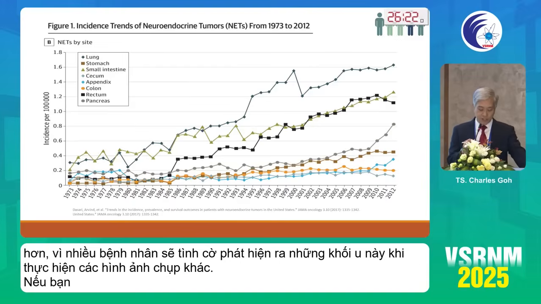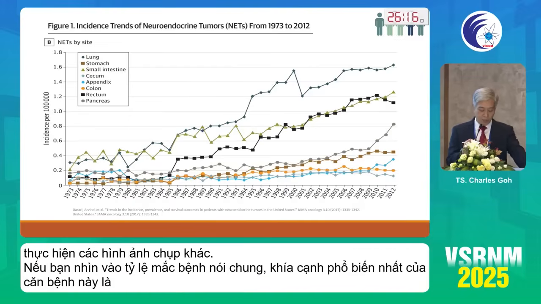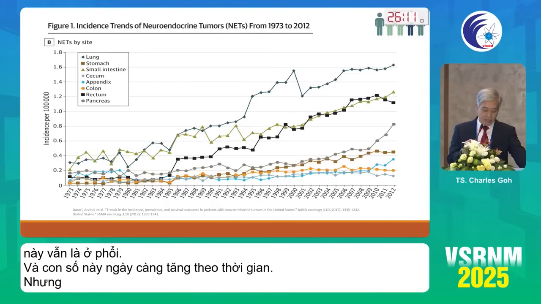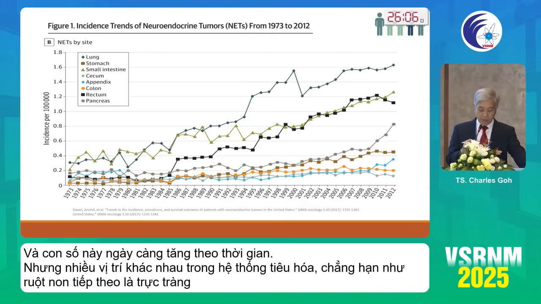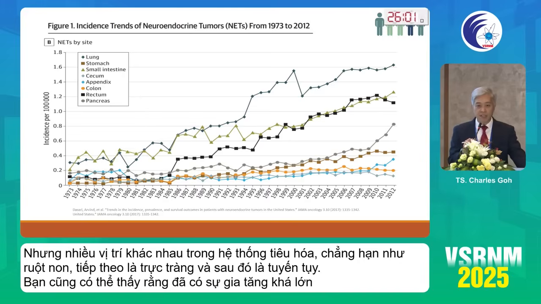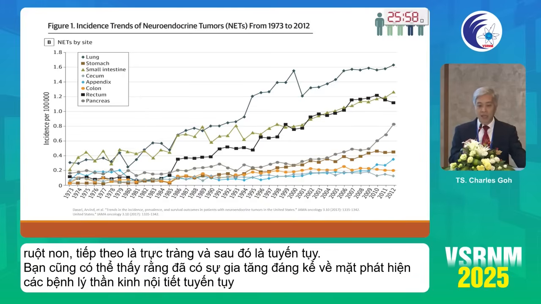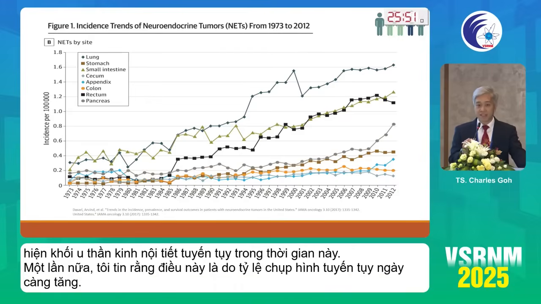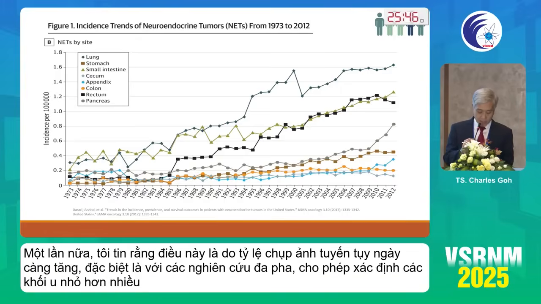If you look at the incidence trends, overall, the most common site of this disease is still in the lung, and that has been going up over time. But various sites in the gastroenteric system, such as the small intestine, followed by the rectum, and then the pancreas, you can also see that there's been quite an increase in terms of the detection of pancreatic neuroendocrine tumors in this time. Again, I believe this is because of the increasing rate of imaging of the pancreas, especially with multiphasic studies, which allow the identification of much smaller neoplasms within the pancreas.